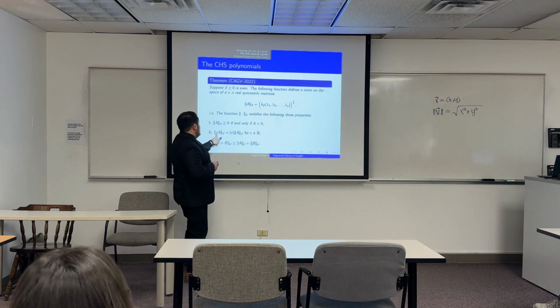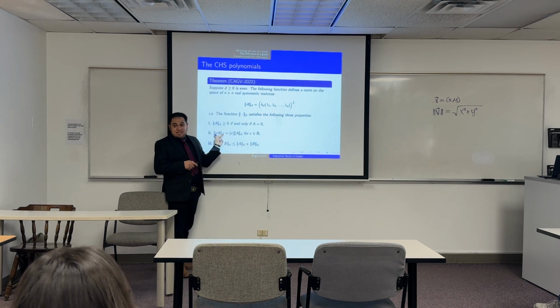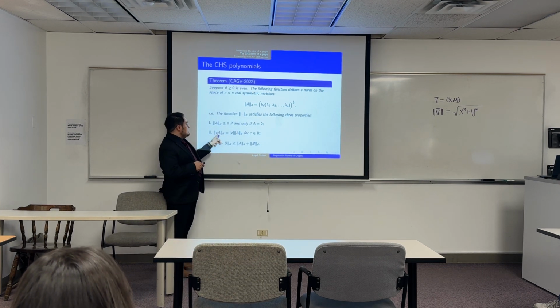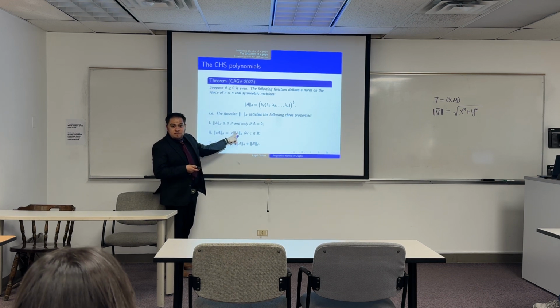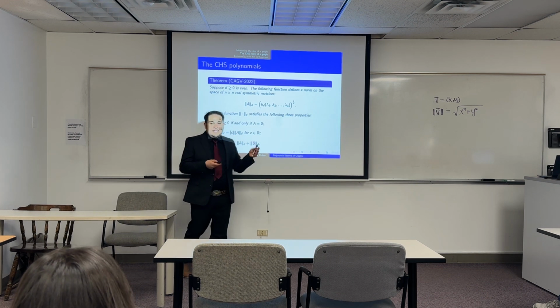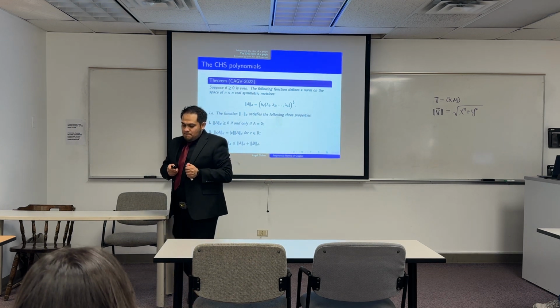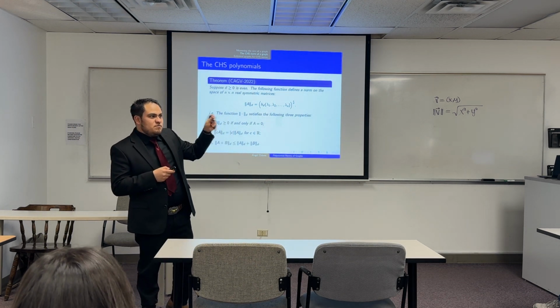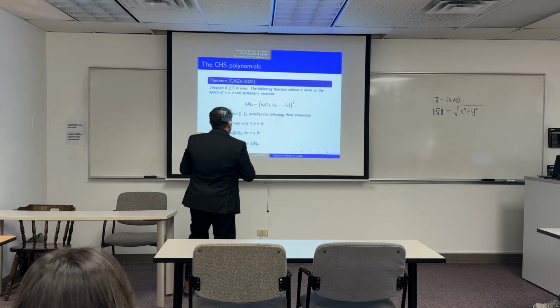What does this say? This tells me about how things scale. This says the length of a scalar multiple of a matrix is the absolute value of the scalar multiplying the size of the matrix. And this is similar to how lengths scale, like how scalar multiplication works with lengths of vectors.